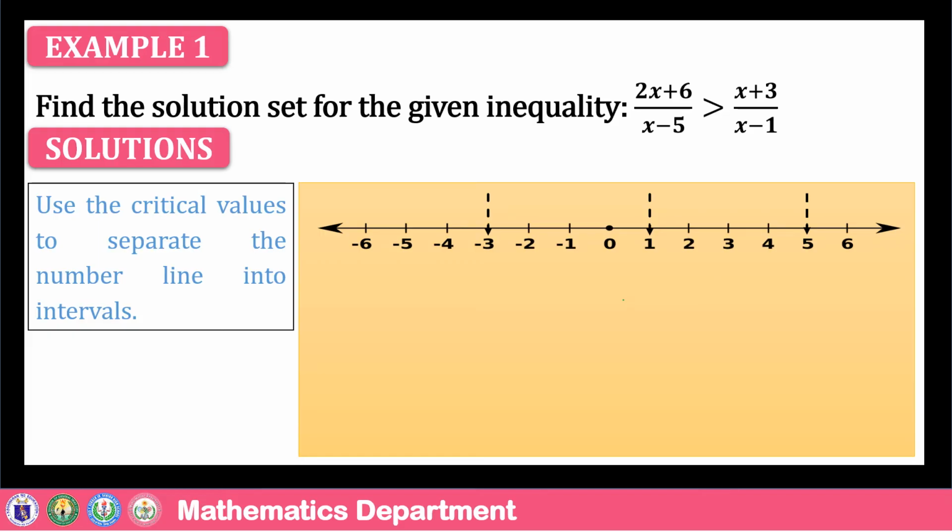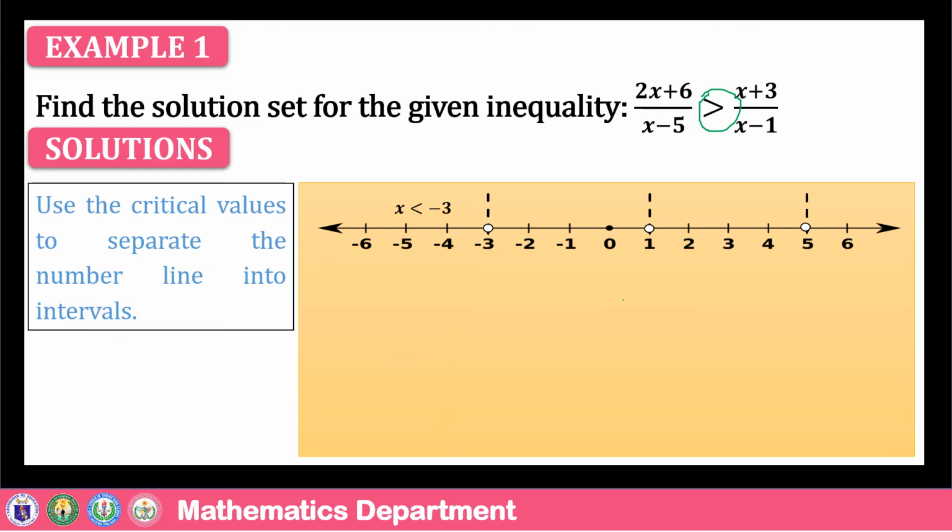So, dito sa part na ito, tingnan muna natin yung ating ginamit dito na inequality sign. This is greater than. So wala siyang kasamang or equal. So meaning to say, lahat ng mga critical values natin dito ay excluded yung mga values na yon. So gagamit tayo dito ng hollow circle sa lahat ng ating critical values. And then after that, we will now formulate our interval.